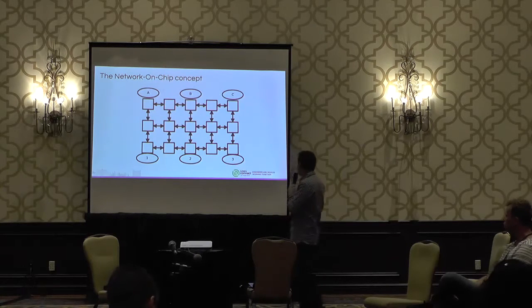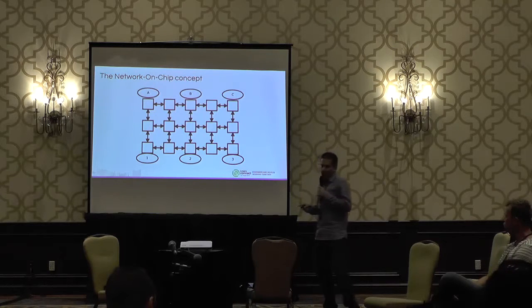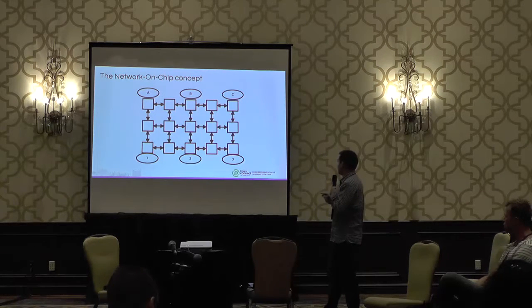So there are various topologies. For example, this is just a two-dimensional illustration. This is a mesh network, but it can also be a torus, when we have wrapping connections here.